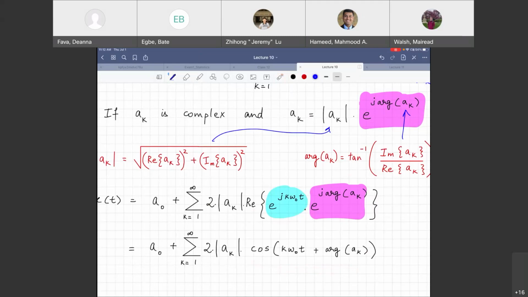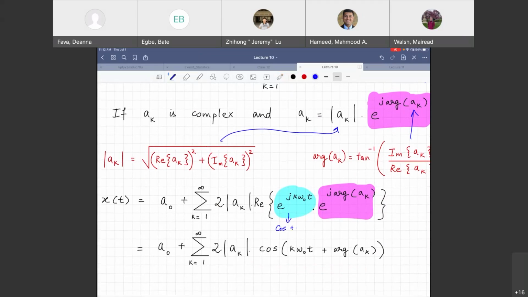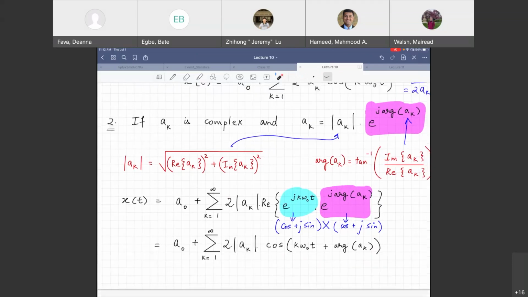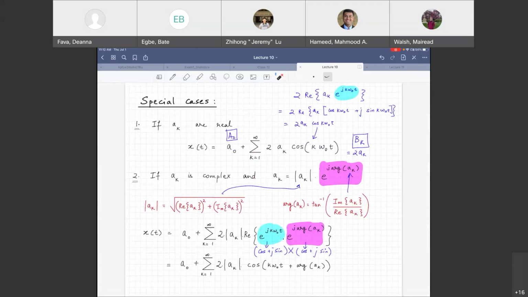You see what we are doing here? We are representing this as cosine plus j sine, and this as cosine plus j sine. Multiplying these two, you will get 4 terms. There will be only 2 terms that are real. When you simplify them, you will be left with this: cosine of k omega naught t plus argument of ak. So if ak is complex and represented in polar form, you can evaluate the trigonometric Fourier series coefficients this way.